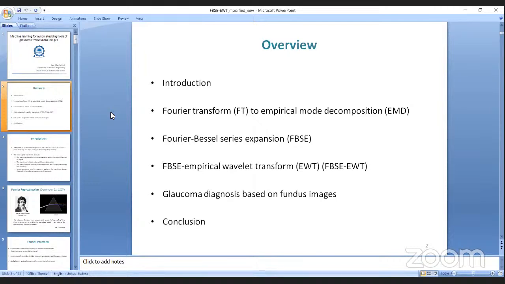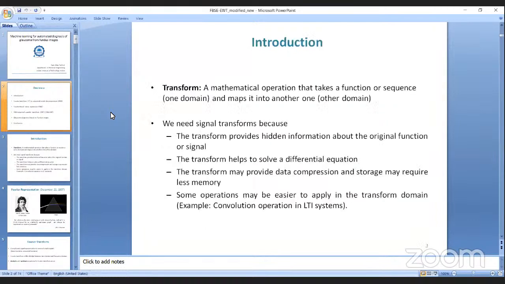And after that we will see glaucoma diagnosis based on the fundus images, and we will use this two-dimensional version of the Fourier-Bessel series expansion based empirical wavelet transform for getting sub images, and sub images will be used to extract the features, and then based on the features this automated classifying system will be developed, and in the end a conclusion will be provided.